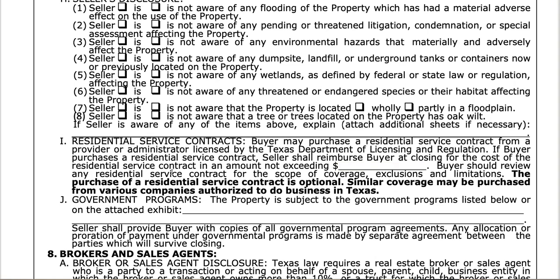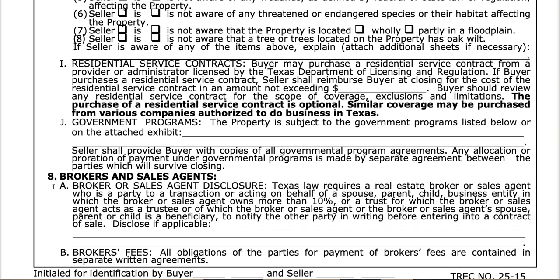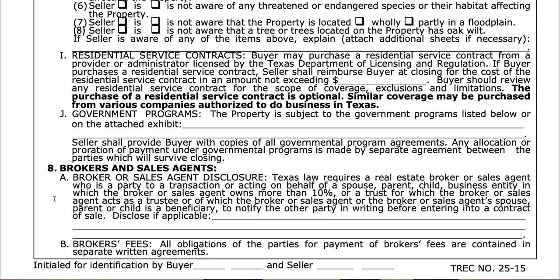Buyer should review any residential service contract for the scope of coverage, exclusions, and limitations. The purchase of a residential service contract is optional. Similar coverage may be purchased from various companies authorized to do business in Texas. Government programs. The property is subject to the government programs listed below or on the attached exhibit. If there are any governmental programs the property is in, then you need to make sure that you attach those. Your seller will know. Seller shall provide buyer with copies of all governmental program agreements. Any allocation or prorations of payment under governmental programs is made by separate agreement between the parties, which will survive closing.